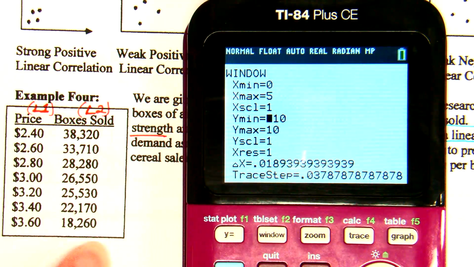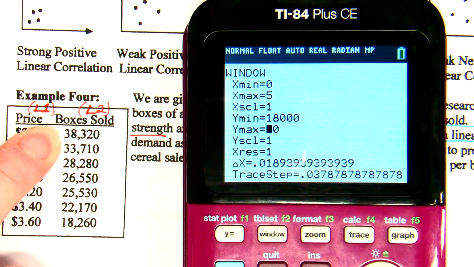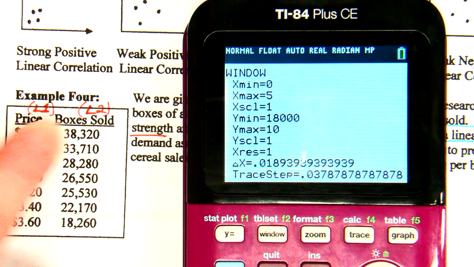$18,260. So maybe I can use a Y minimum. Nice, neat 18,000. If you want to do 18,200, you can, however you want. So I'm going to make my Y min 18,000 up to, yeah, it's 38,320, so something a little bit bigger than that. I'm going to say 39,000. Again, you can adjust these if you want. And now you should be able to hit graph.